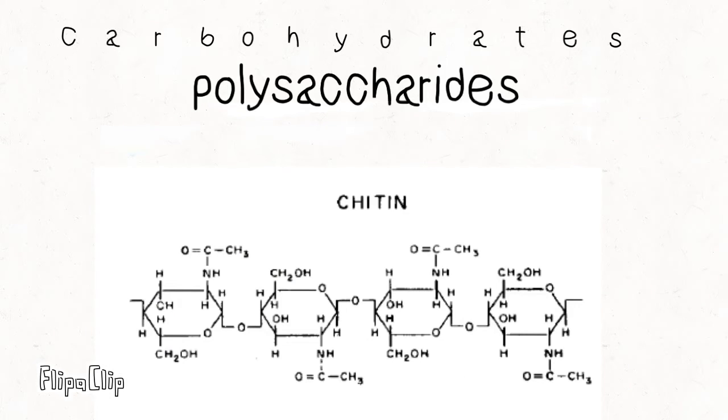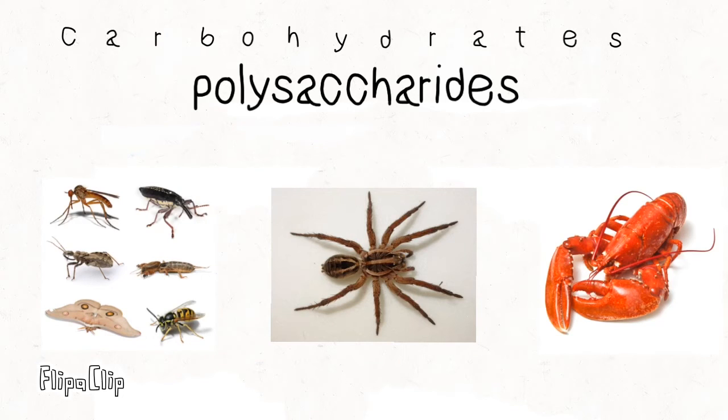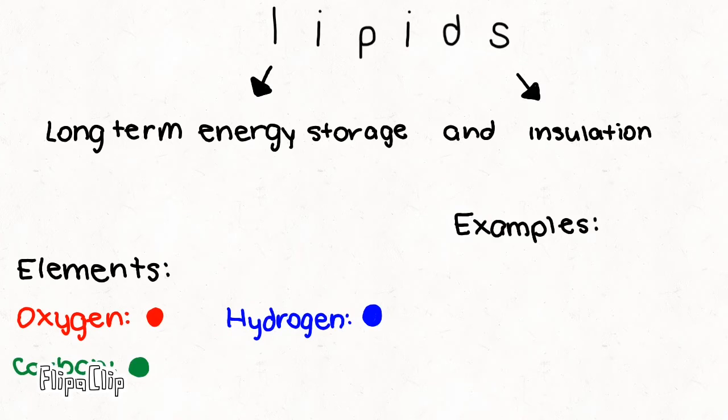Another important structural polysaccharide is chitin, used in the exoskeletons of insects, spiders, and crustaceans. Chitin also provides structural support for the cell wall of many fungi. Lipids are made from carbon, hydrogen, and oxygen and are used for long-term energy storage and insulation. Examples of lipids are fats, oils, and waxes.